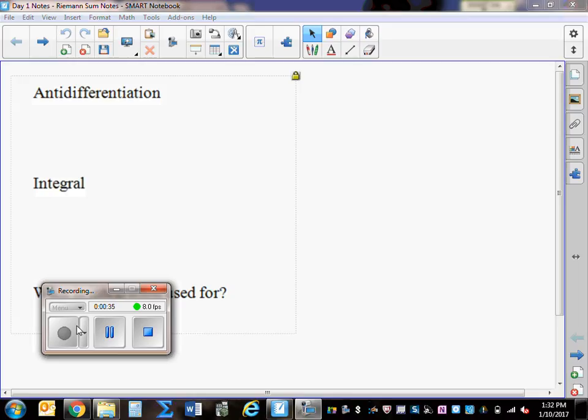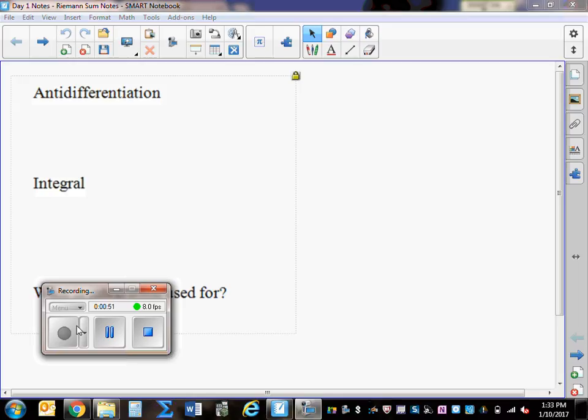You'll see that we're going to be talking about integration. Our calculus is broken up basically into limits, derivatives, and integrals. So we've done limits and derivatives. We're now moving on to integrals, which means we're on the final third of our material.